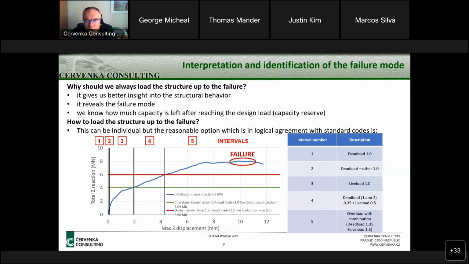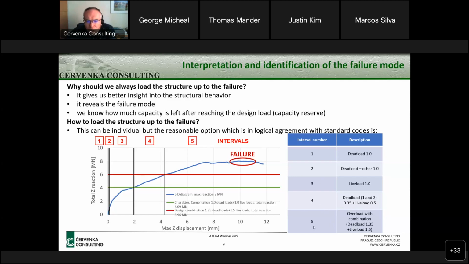It might be interesting to see really what is the behavior of the structure just from the dead loads, just from the permanent loads, then permanent loads plus live loads. Okay, so then, of course, we need to reach this required load combination, 1.35 times permanent load plus 1.5 times live load. So then we need to apply whatever is remaining to reach this load combination. So this would be, let's say, in this interval number 4.